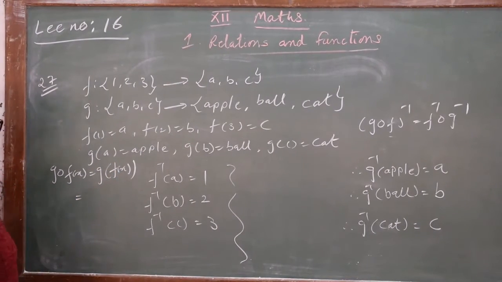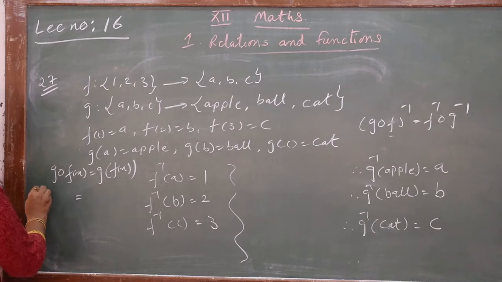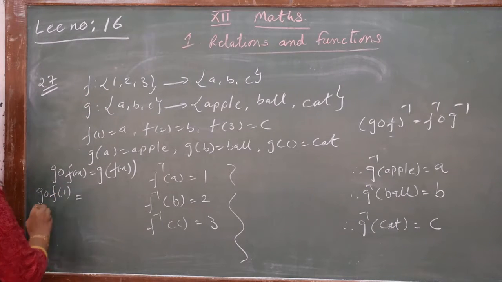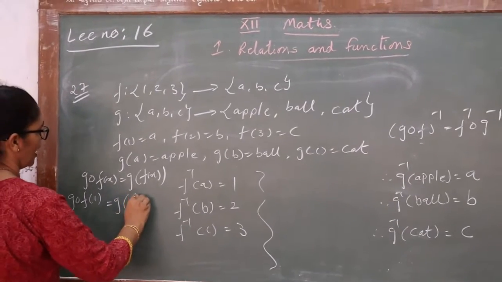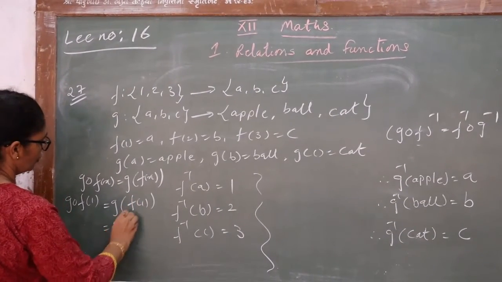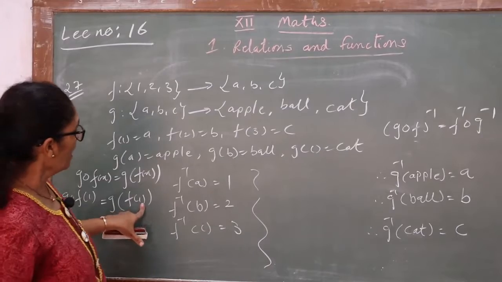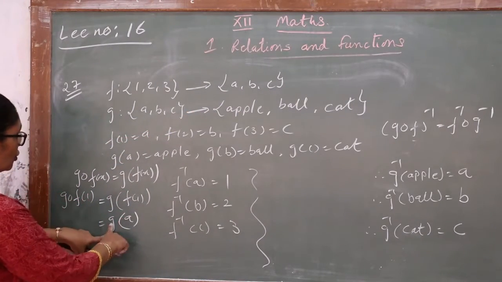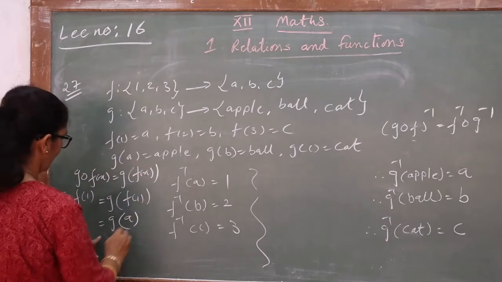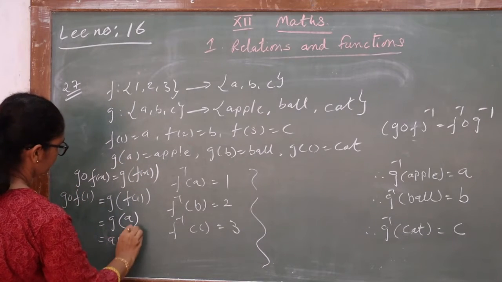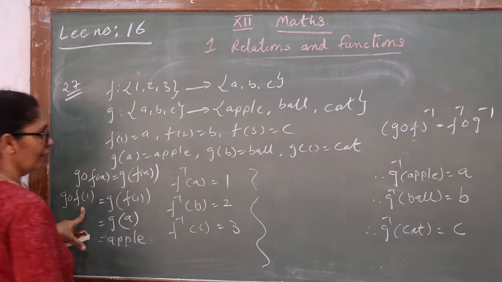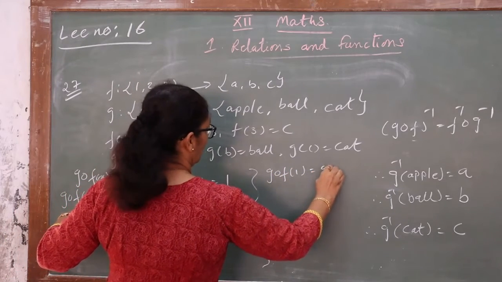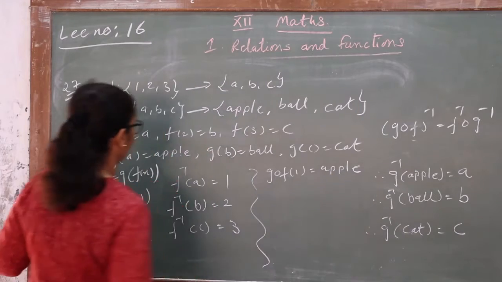So what is your first f(x)? For g∘f we have to start with f. So f of 1, so g of f(1). What is f(1)? f(1) we have a. And what is your g(a)? For g(a), apple. So what you get as an ordered pair for g∘f: (g∘f)(1) equals apple.